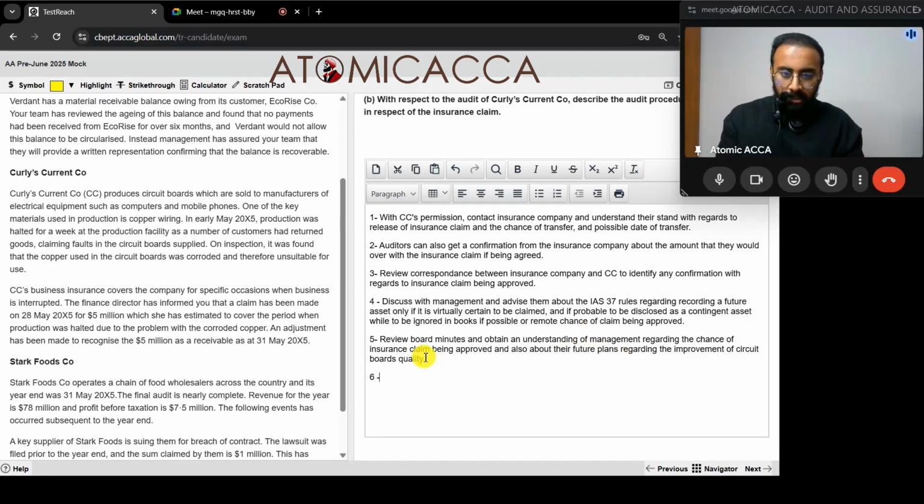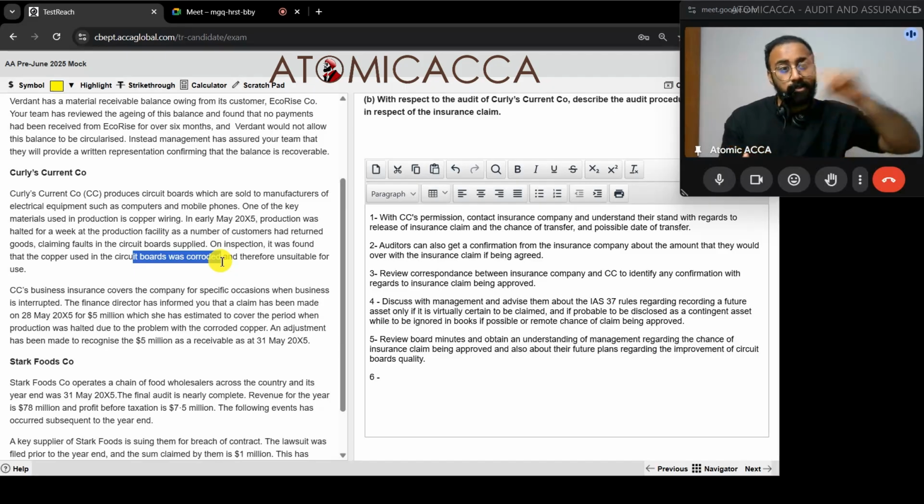Now, they are the manufacturers of circuit boards. They are getting copper wiring probably from somewhere else and they're making these circuit boards. What was the issue over here? The copper used was corroded. So their process is being stopped because something went wrong. What they can do is go and sue the company that is giving them copper in the first place, because they provided raw materials like copper which was faulty, like a corroded item. So they can go sue them.